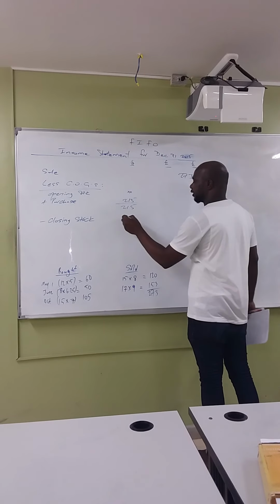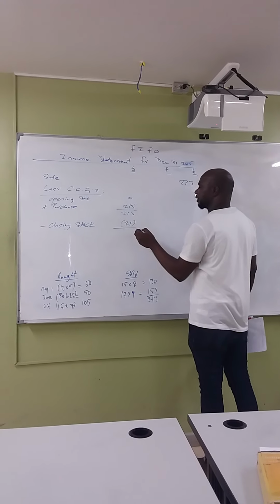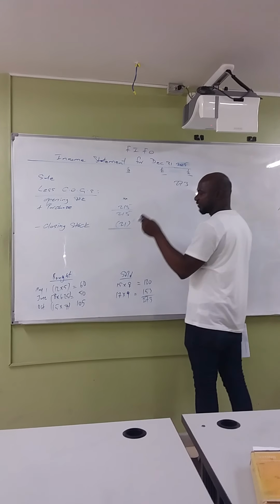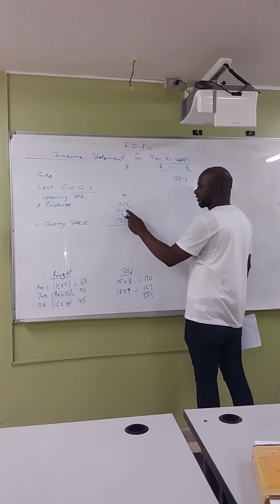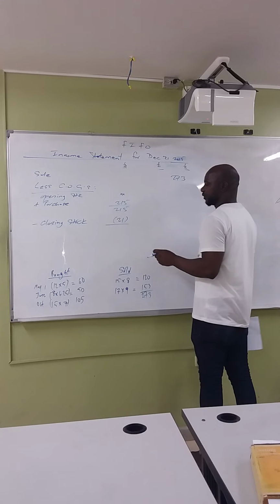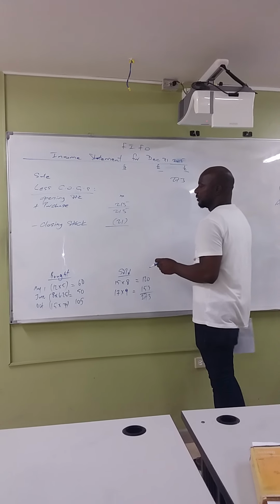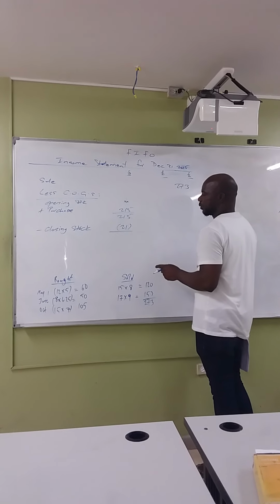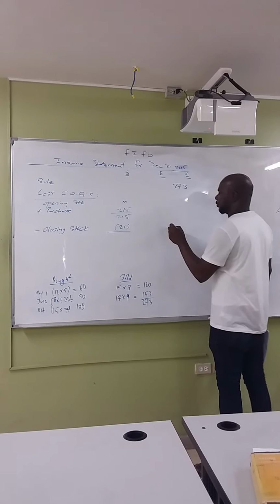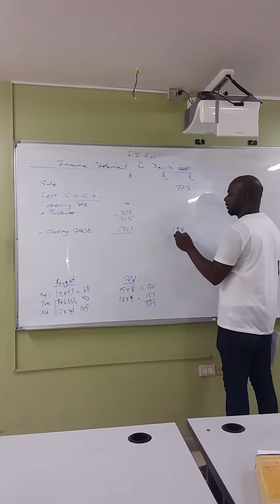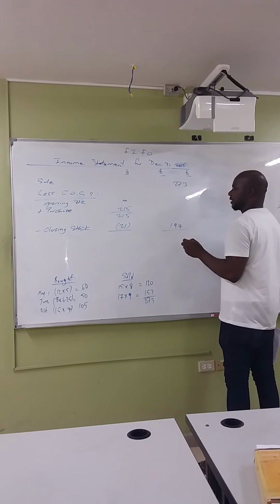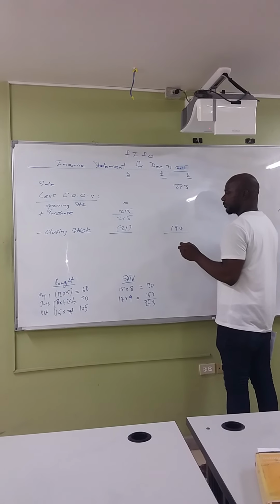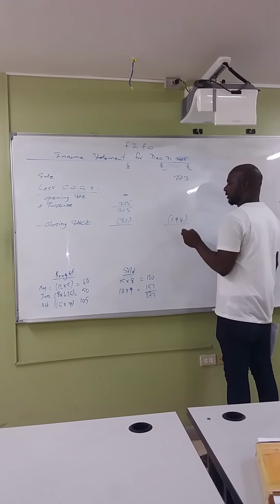And I believe it was 21. You can double check for me. But whatever that figure is, that is the figure that you would insert right there, the value of your closing stock. Now when you minus 21 from this, I believe you get 194. You can double check for me.